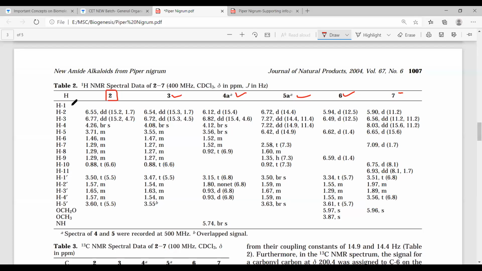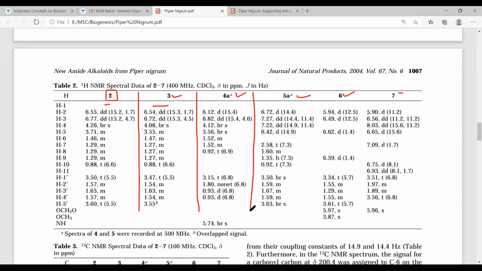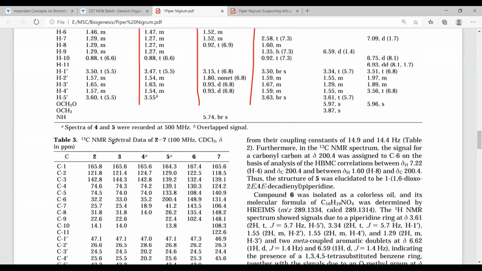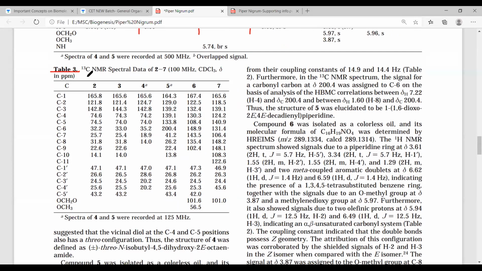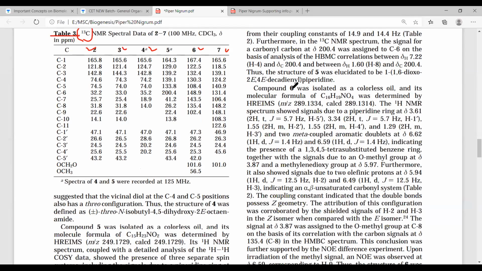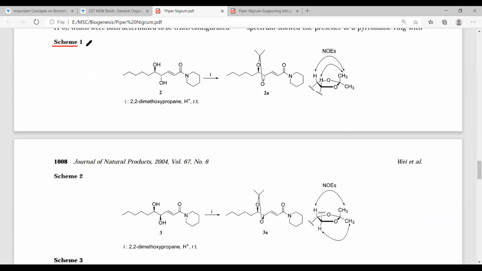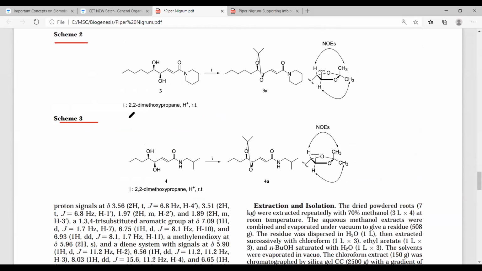There is a number of carbon or hydrogen. For one number hydrogen, there will be no peak, then two number has this peak and so on. For compound 2 you have to discuss this one, compound 3 like this, compound 4 like this. So everyone has to study only one compound like this. Hope you understand. Then the carbon 13 value is also the same. See here, this table number 3 is specially for carbon 13. There you can find carbon number 1 to carbon number 5 dash and so on, for the second compound, third compound, 4A, 5A, 6 compound and 7 compound. Compound 6, how they have isolated it and so on. This is the common scheme for everyone, how they have synthesized it.